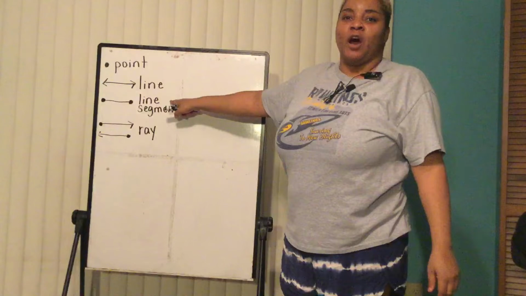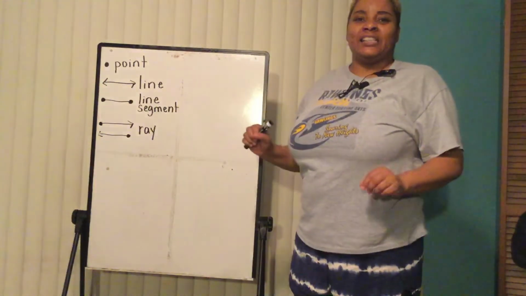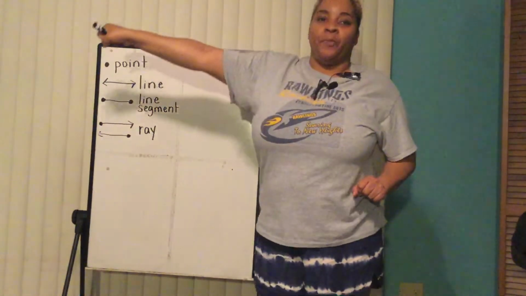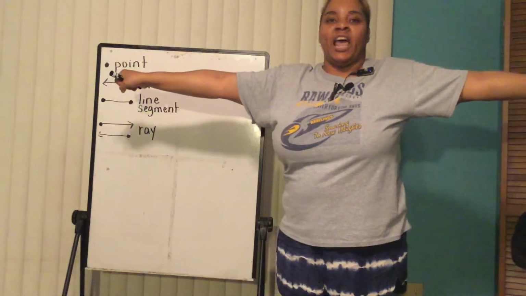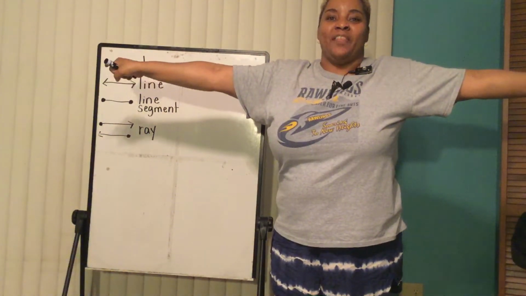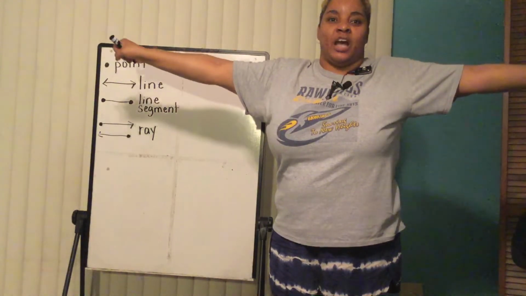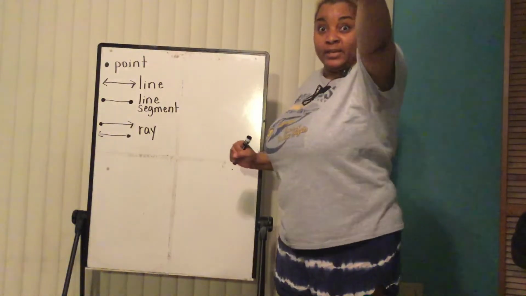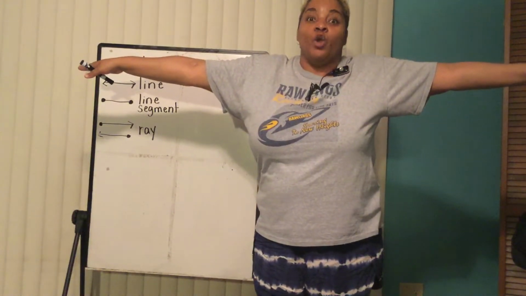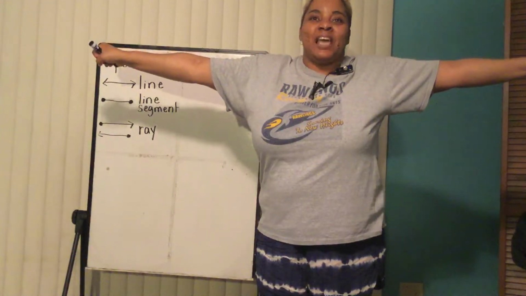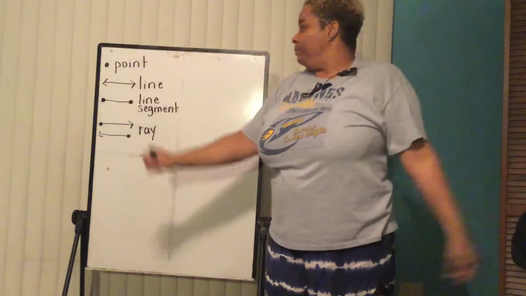Then I have something called a line segment. Line segment looks like this. It has a point and a point at the end. It stretches out just like a line and a point at the end. I like to call it my stop. So I've done a point. I've done a line. Look at my hands. I keep going in both directions. I've done a line segment where I stop.